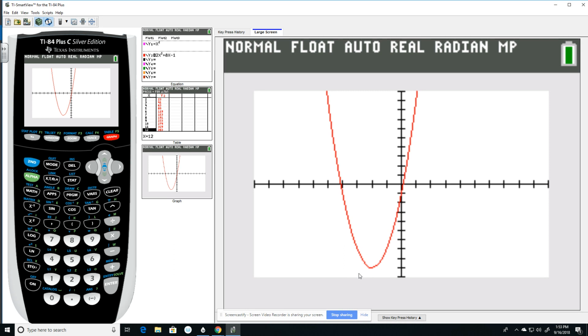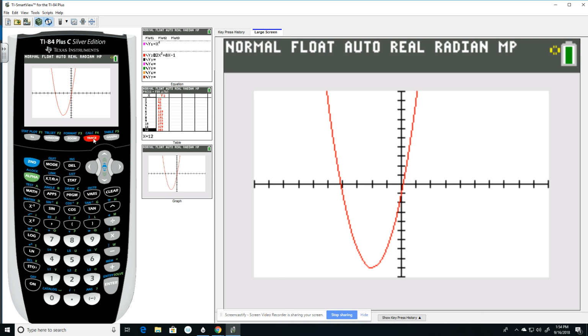One of the ways that you can tell if you don't trust what you're looking at is if you click this trace button. Right now, if I just start moving the arrows, I get this little cursor on the screen that moves around. But that's going to take a while to get it exactly where I want it, because if you look at the units down here, it's not moving very far.